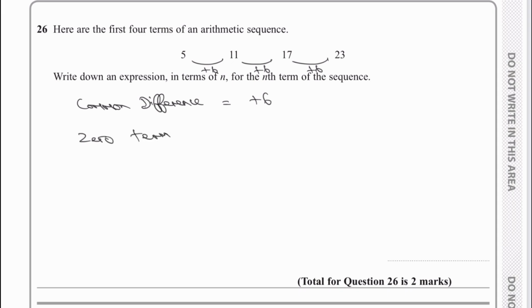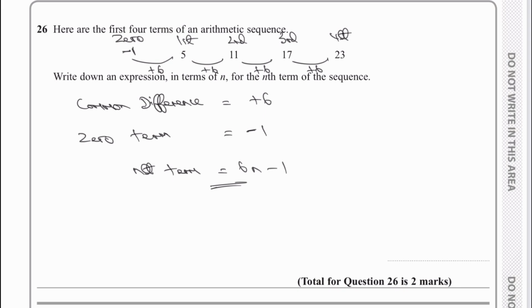Now the 0 term is the number that appears at the end here, which is going to be in this case -1. Don't forget, this is the first term, the second term, third term, fourth term. So therefore this must be the 0 term, because when I add 6 to it, I'm going to get to +5. So the 0 term is going to equal -1. And then I simply write the expression as the nth term equals 6n minus 1. And that's the answer to question number 26, which is the end of this particular paper.